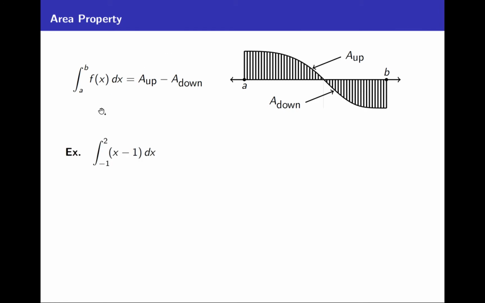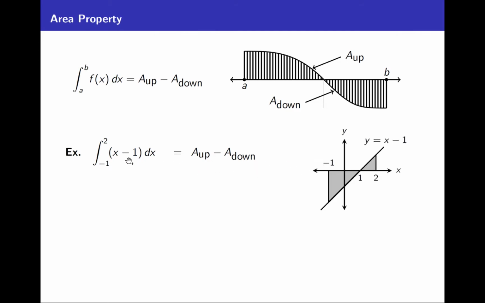So, for instance, think about, as an example, the integral from -1 to 2 of the function x minus 1 dx. And I'm going to draw a picture of that. Up from here, from the previous line, we know that's A up minus A down. And we're actually going to compute this integral by looking at its graph.